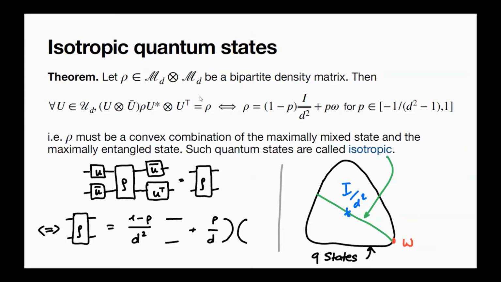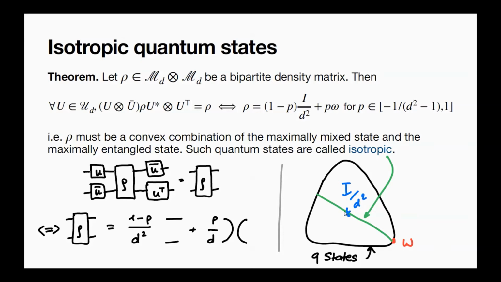What happens is that if you impose the symmetry, so (u ⊗ ū) ρ (u ⊗ ū)† = ρ, this means that ρ will be a mixture of two states, the identity state and the maximally entangled state that I showed you before. So now basically the only states which enjoy this symmetry are the states on this green line here. They are called isotropic states. They are very well studied in quantum info.